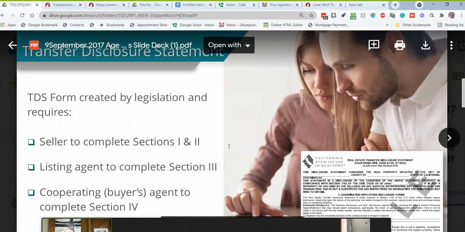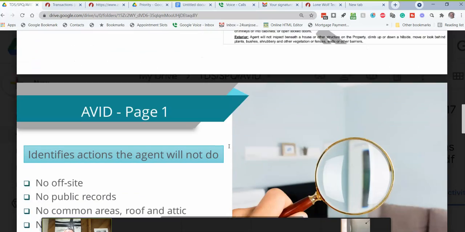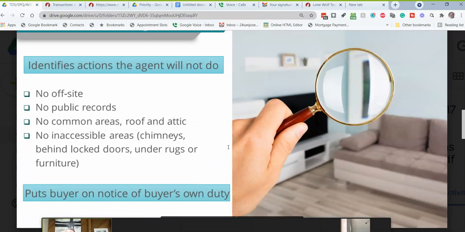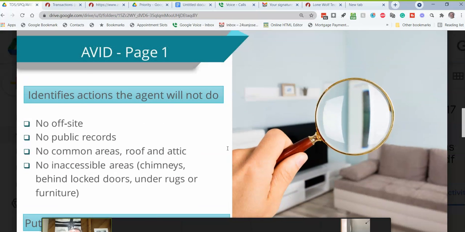And so there are certain sections. I put this here for you; we're going to look at one, and I'm going to show you one that I liked. But notice, no offsite. Do you have to talk about noisy neighbors or things like that? Not necessarily, right? You're not supposed to be off-site. I guess if you could hear the neighbors. No public records, no common areas.